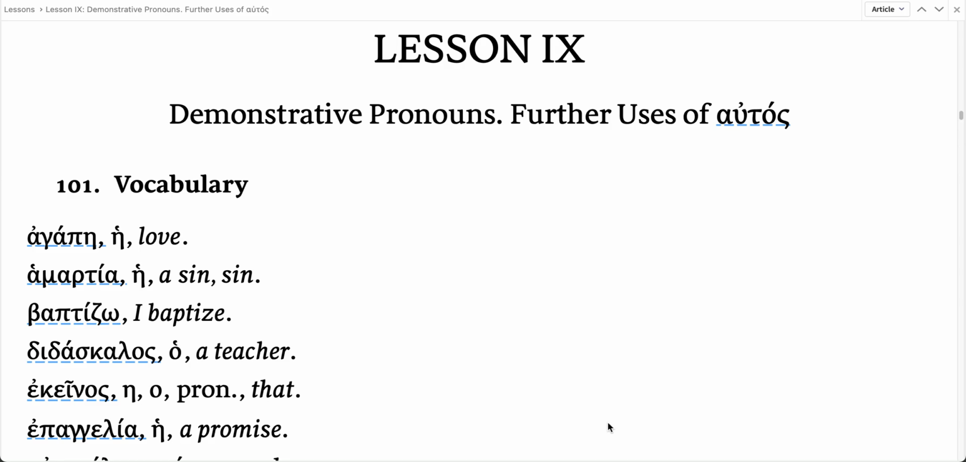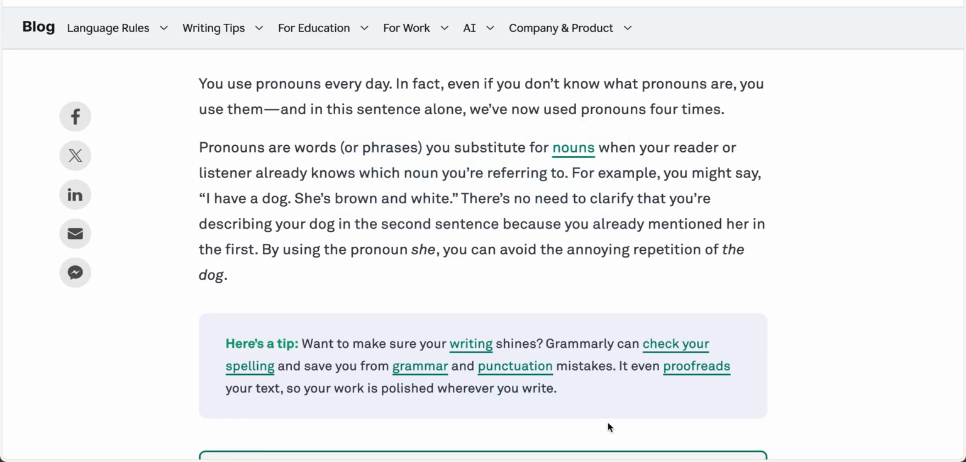But before I begin with demonstrative pronouns, let me show you a document. We've looked at this before. This is from Grammarly. It's a document that I have online, and I'll make sure the link is in the description below so you can look at this again. I showed you this when we talked about personal pronouns. Since we're still in the area of pronouns, but these are going to be demonstrative pronouns, I just wanted to remind you generally what a pronoun is, and then talk specifically about demonstrative pronouns before we begin to look at it in our Greek textbook.